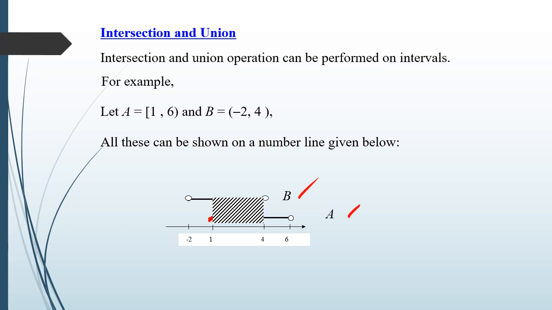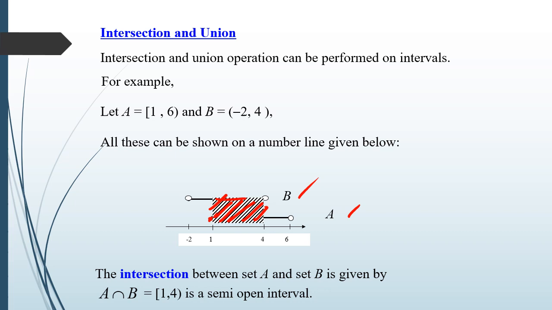If the question asks you to find the intersection, we can find the area that has both sets. So where is the area that has both sets? Here. It is in set A and also in set B. The intersection between sets A and B is given by 1 to 4, where 1 must be included, and 4 is not included because 4 is not in set B.